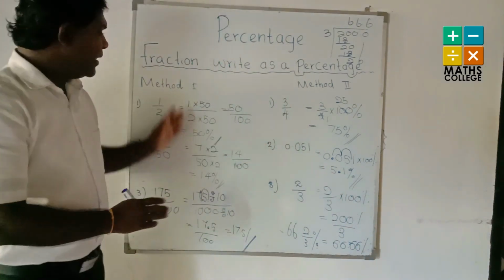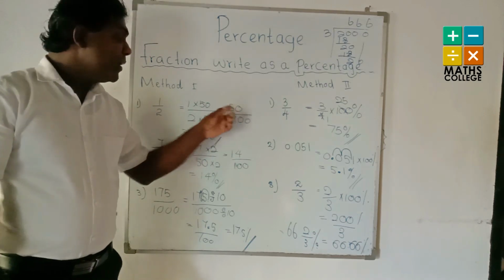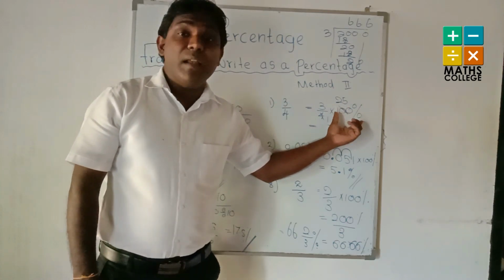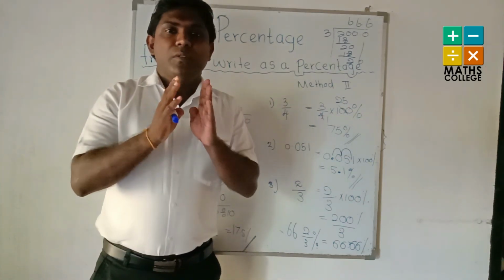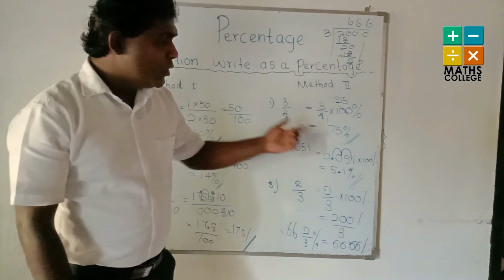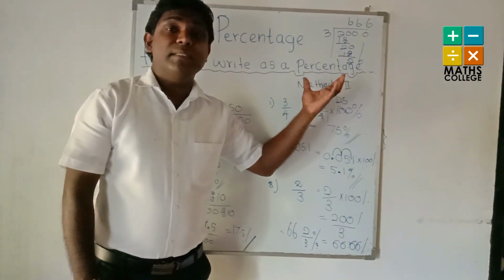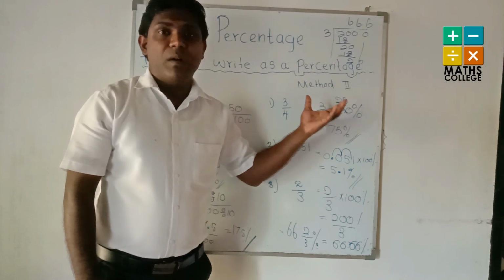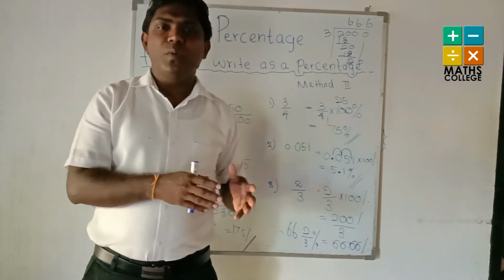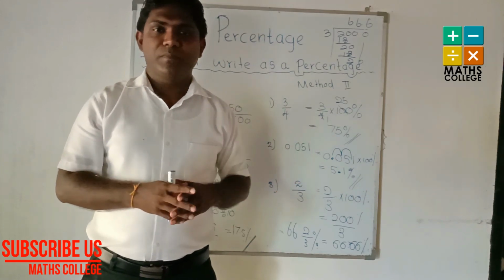Okay, you have two methods. When denominator is 100, the numerator value is percentage, and also the second method is multiplying by 100 percentage. You have to apply, I think, the very suitable one, multiplying by 100 percentage, to convert a fraction to a percentage. Okay, then we can identify how to write the percentage as a fraction.